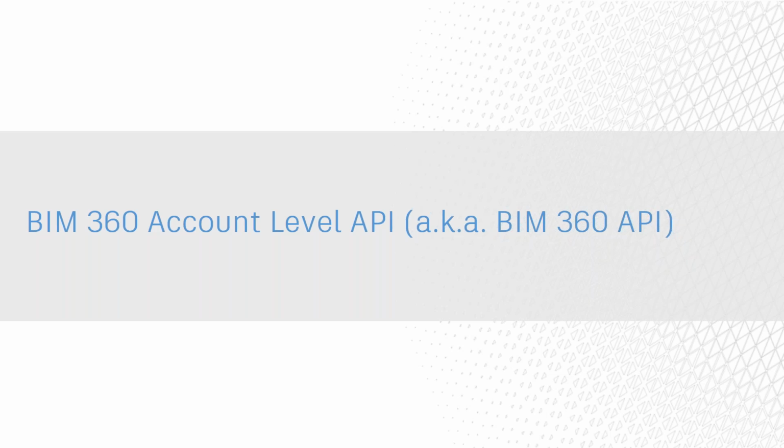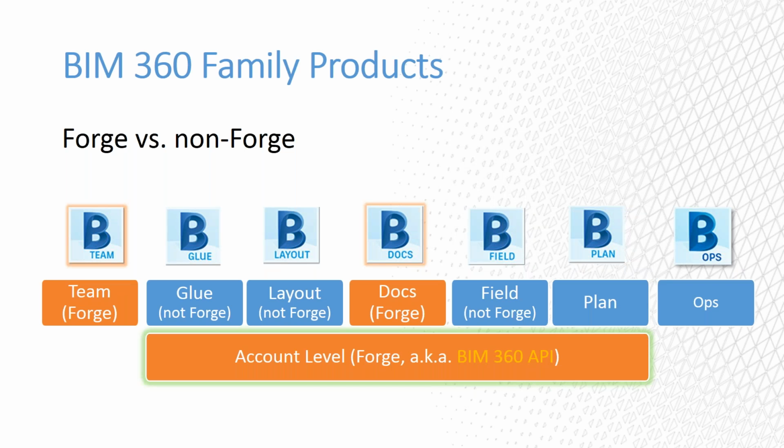So first, account level APIs. This is also known as BIM 360 API in the document. And this is called BIM 360 API because this is specific to BIM 360. And oftentimes, people may get a little confused because the name BIM 360 is rather big. So I want to clarify that portion.